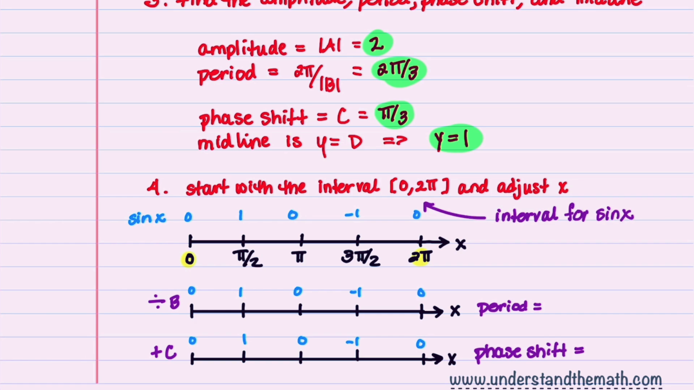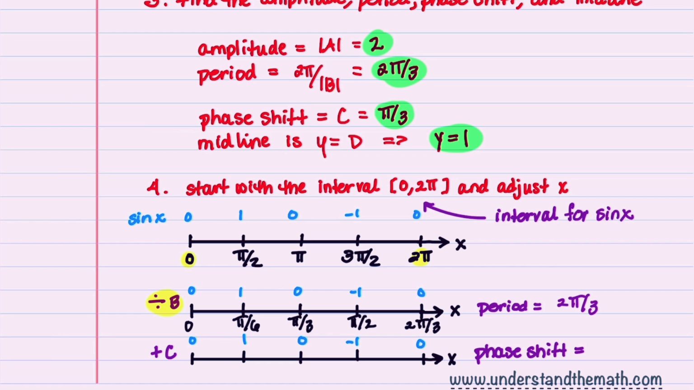We're going to begin by dividing each of our x values by b. Our b is equal to 3. So we'll divide each of our x values by 3. So this gives us 0, pi over 6, pi over 3, pi over 2, and then lastly 2 pi over 3. From this, we can indeed see that our period is 2 pi over 3, what we calculated above.